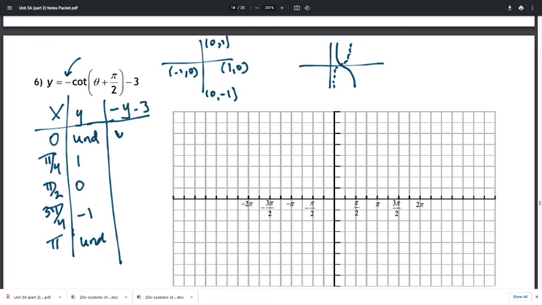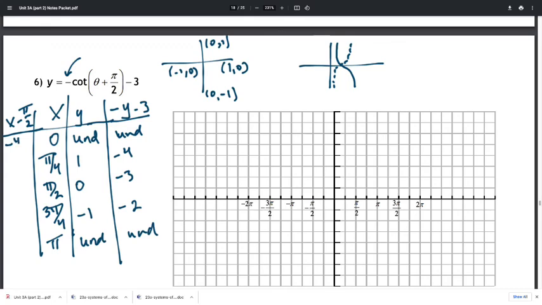So this will be undefined still. And then negative 1 minus 3 is a negative 4. 0 minus 3 is a negative 3. And then negative 4, I'm sorry, actually, that is not right. So you're doing a positive 1 minus 3, which is a negative 2, and then undefined again. All right, and then the other thing that you're doing is you're changing your x by shifting to the left. So you'll say x minus pi over 2.